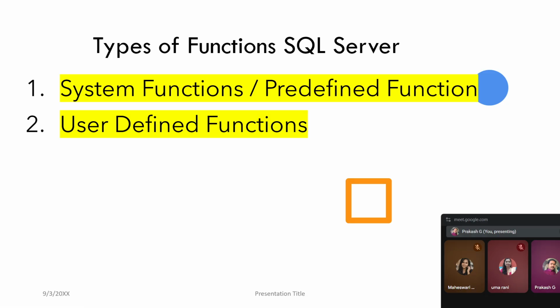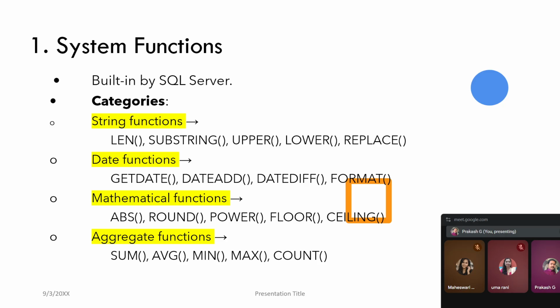Okay, yeah. Next. So what are the different types of functions we have in SQL Server? The first thing is system functions or predefined functions or built-in functions. Second one is UDFs, user-defined functions. Okay. So these are the system functions or predefined functions that we have seen already.